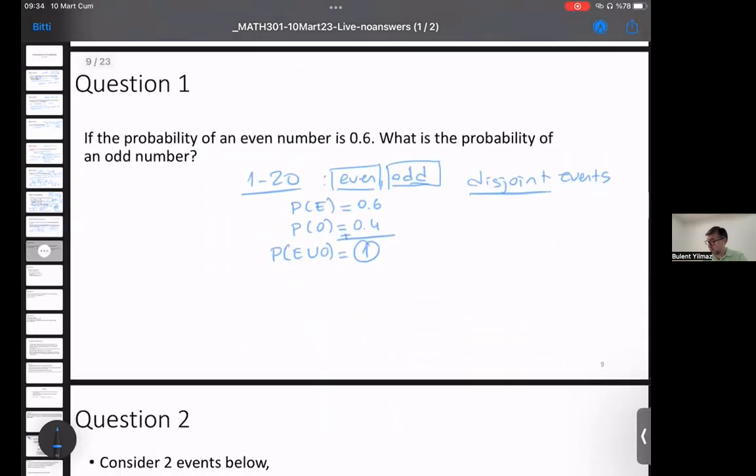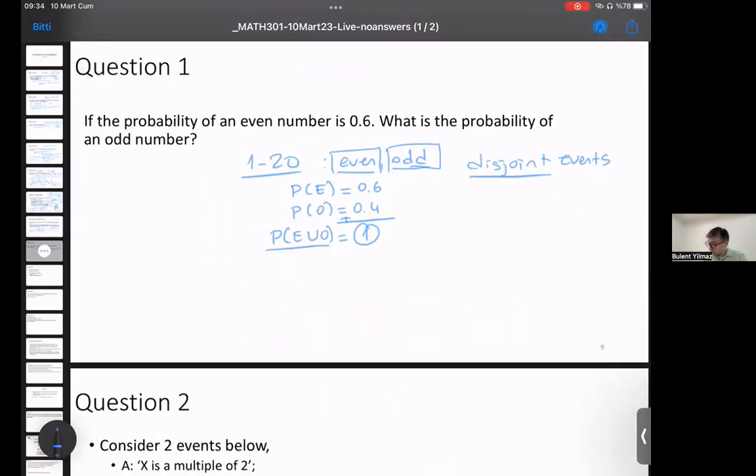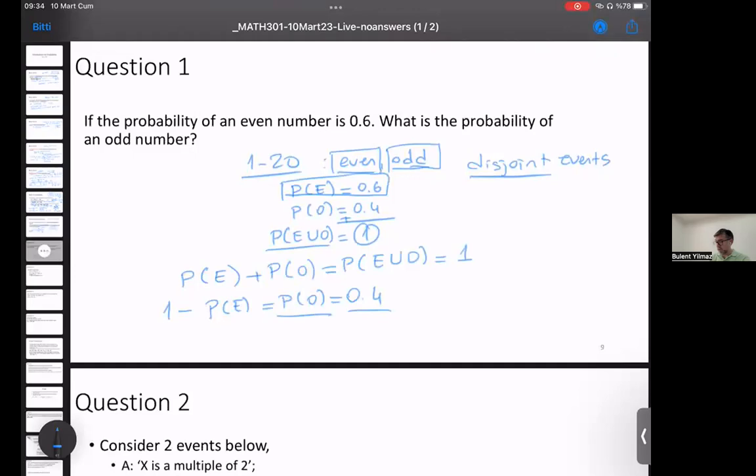So, did everybody understand this? Probability of obtaining an even number plus probability of obtaining an odd number will be probability of obtaining an even number or an odd number, which is going to be 1. And if I know the probability of an even number, it is given, it's going to be 1 minus probability of even number, which is going to be 0.4. Probability of an odd number is going to be 1 minus probability of an even number.